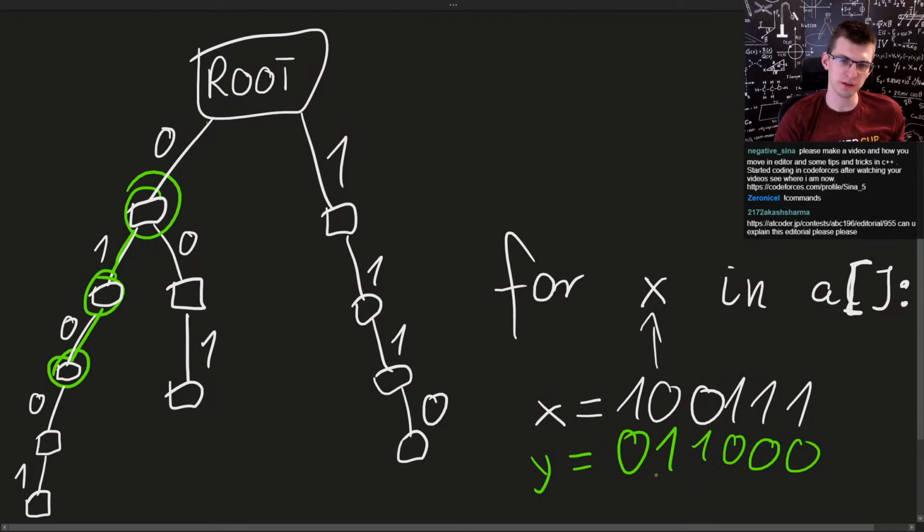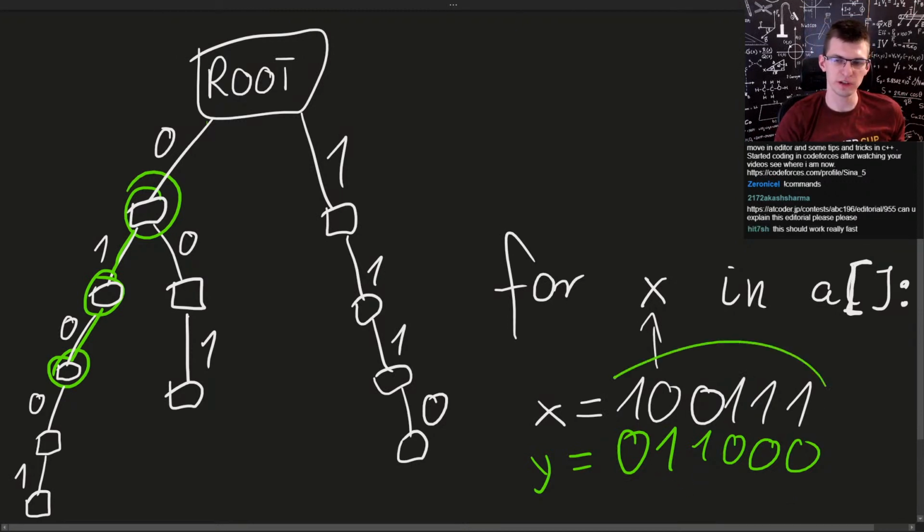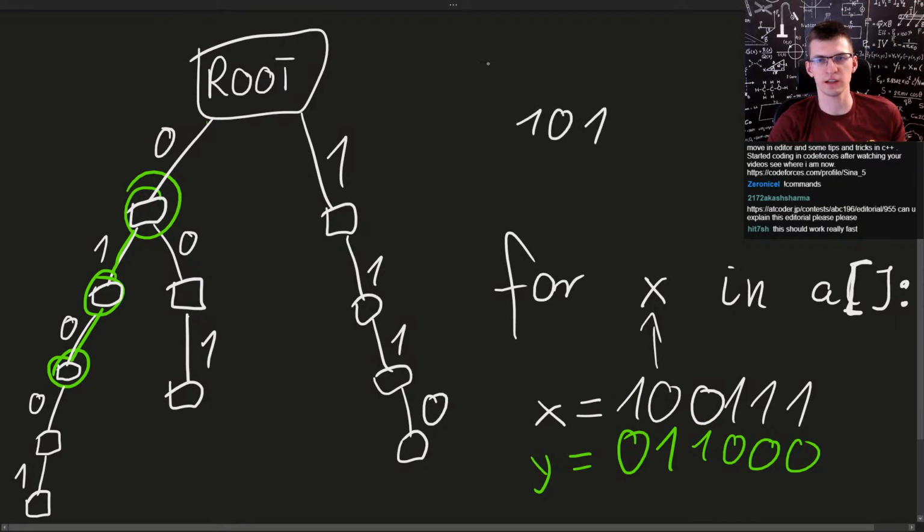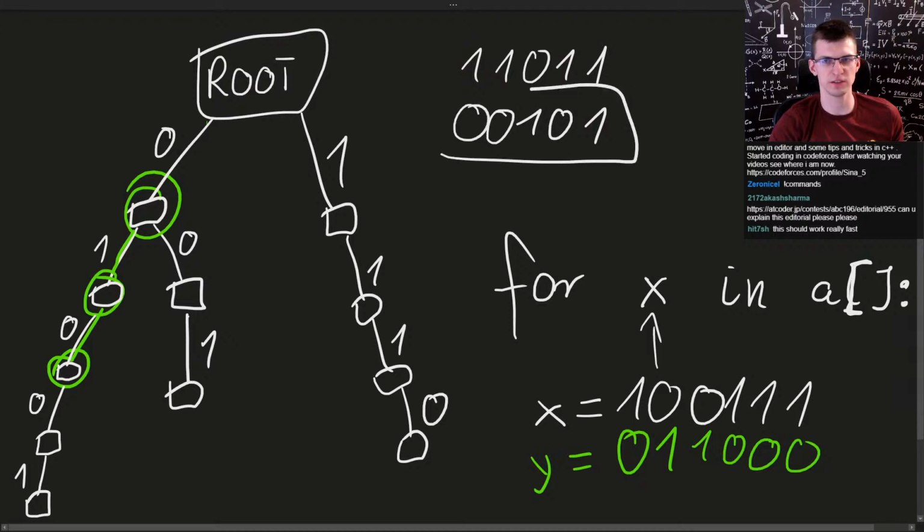And one last thing is, it's easier to think like that if strings are of the same length, or if binary numbers are of the same length. So if some number is just 101 and another one is 11011, then the shorter one I can pad with zeros to the left. This number is still 101. I just padded to the left with zeros.